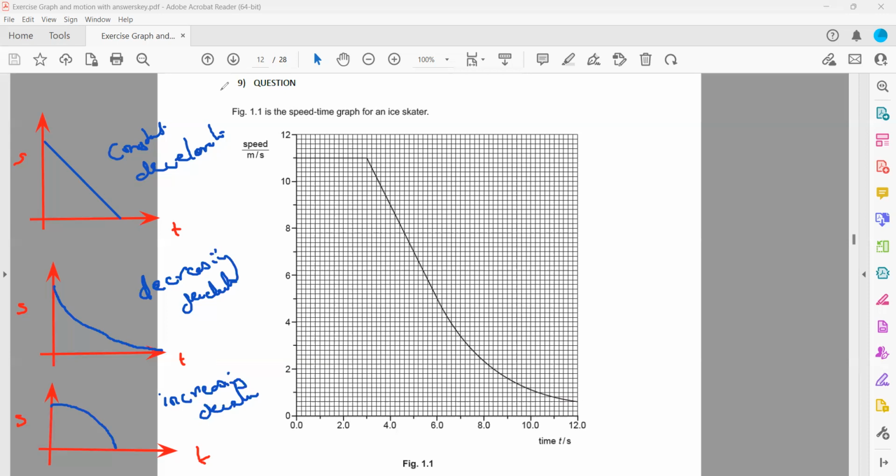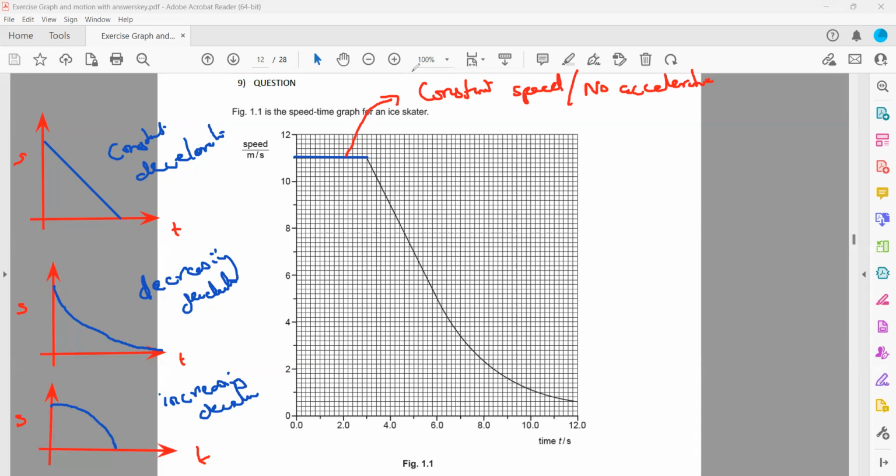First, it's a horizontal line here. Till this point is a horizontal line. If it is a horizontal line, what can we say here about the motion of the object? Constant speed. So we can say it has a constant speed, or we can also say it has no acceleration or zero acceleration. That's the first part.